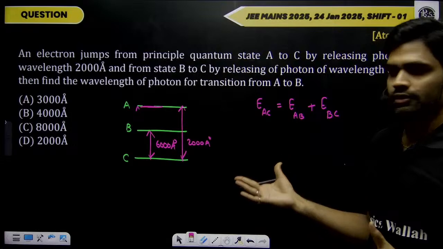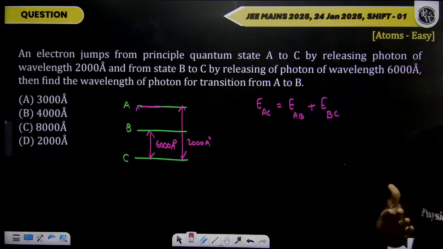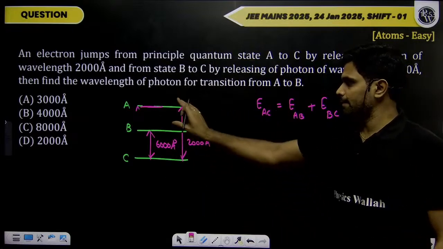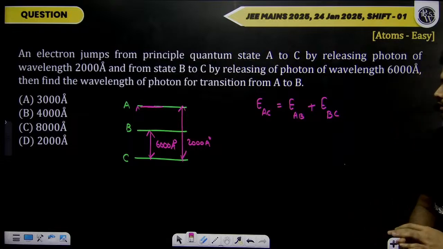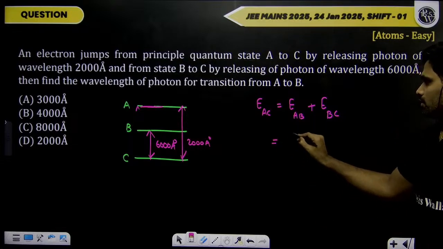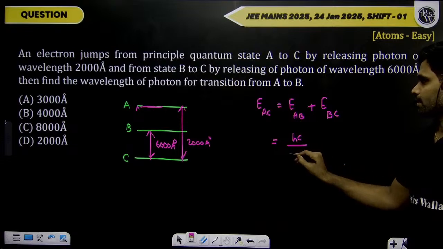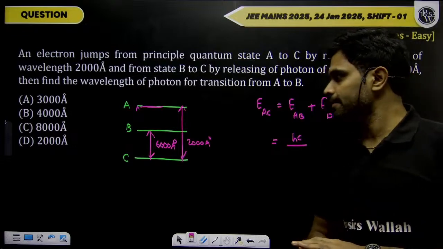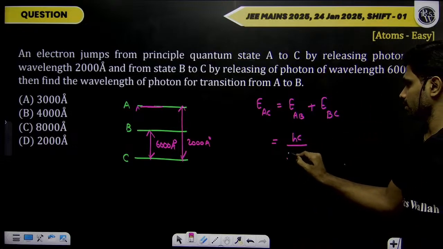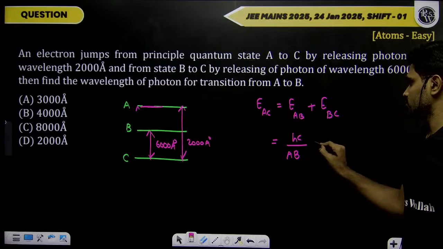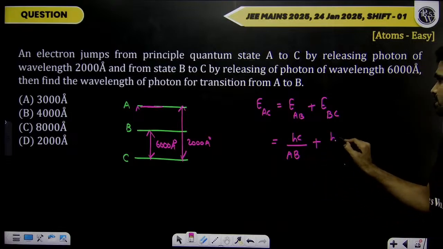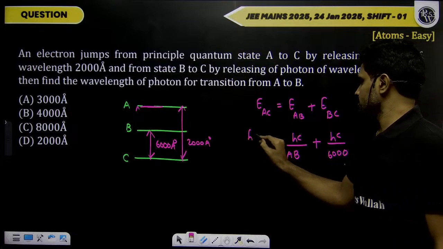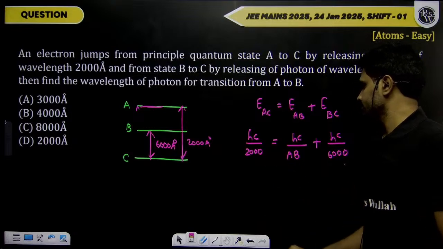You can solve it. This is actually a chemistry question also, atomic structure. So energy in AC will be AB plus BC, right? Very easy question. This is hc by AB wavelength, because the energy formula in terms of wavelength is hc by lambda. hc by AB wavelength, that's what we are trying to find. This is hc by BC wavelength. BC wavelength is 6000. This is hc by 2000.